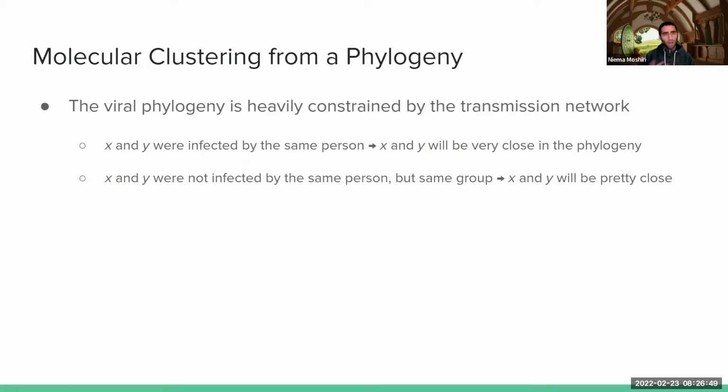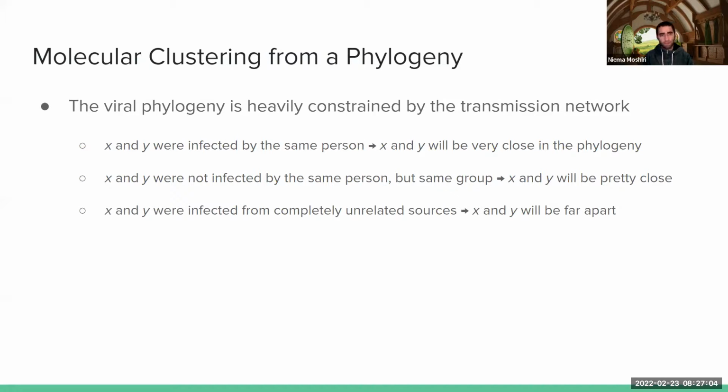If X and Y were not infected from the same person, but they're in the same general group of infection, they're not going to be as close together in the evolutionary tree, but they'll still be pretty close. So maybe they'll be in the same kind of subtree. Versus if X and Y were infected from completely unrelated sources. So in my previous example, I said like maybe both of them went to different countries, got infected in those separate countries, and then came back to San Diego. So completely unrelated sources of infection. Then X and Y will be very far apart in that evolutionary tree.